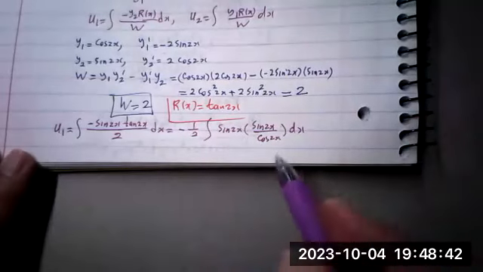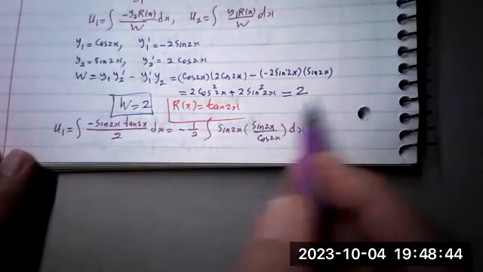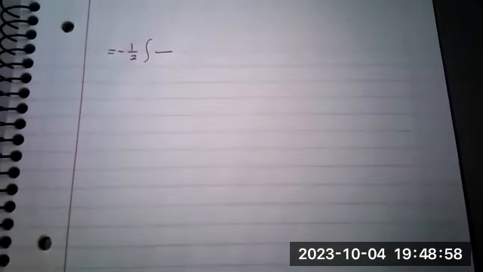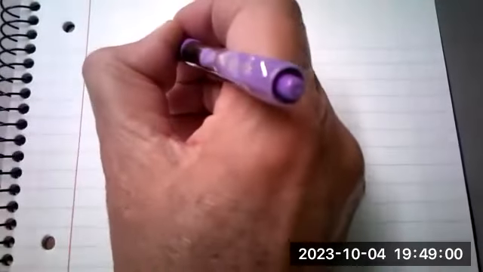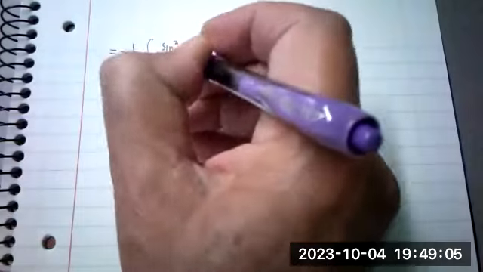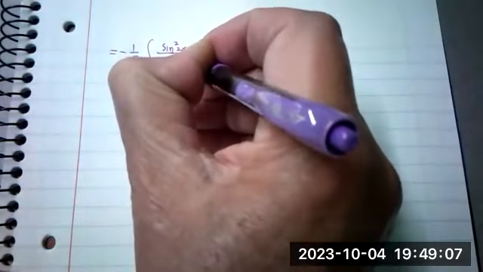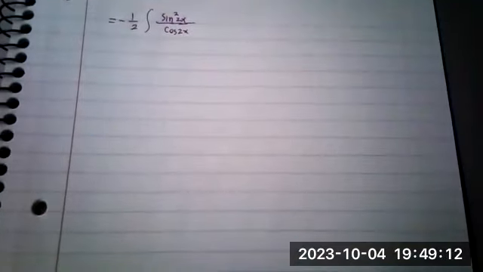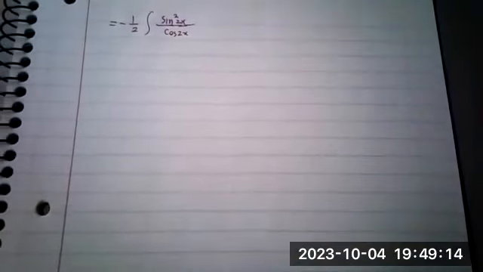Let me just go to the next page. So multiplying the top, it's going to be equal to the negative half integral of, the top is sine squared of the 2x, and the bottom is cosine of the 2x. Just double check, make sure you get everything all right.